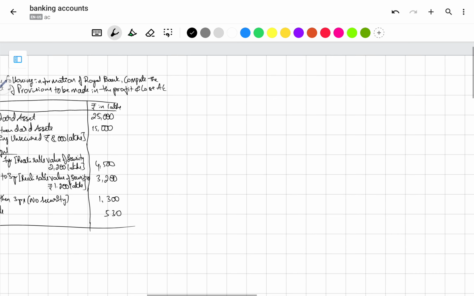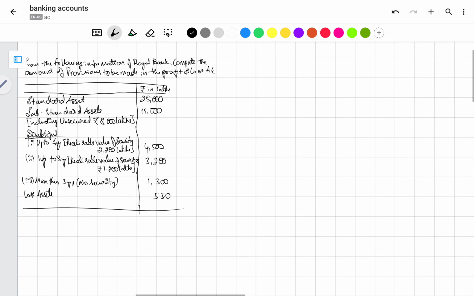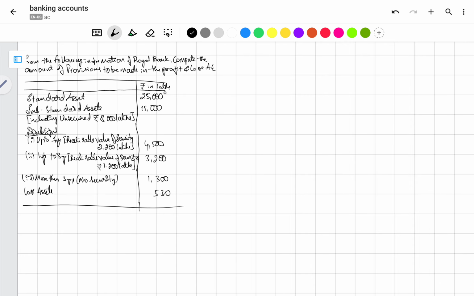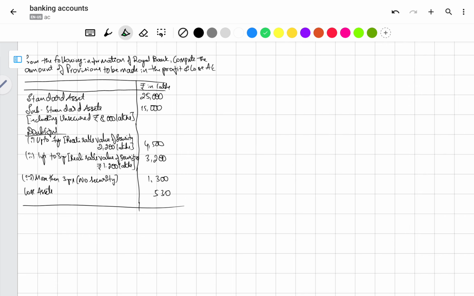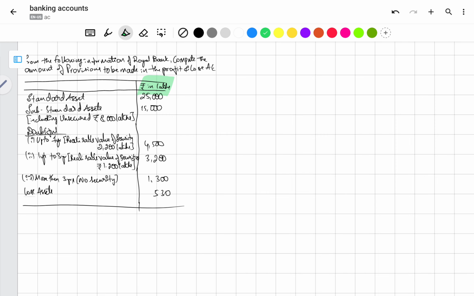From the following information of Royal Bank, compute the amount of provision to be made in the profit and loss account. Amount in lakhs. Each amount is given in lakhs. Here there are standard assets, substandard assets, doubtful assets, and loss assets.